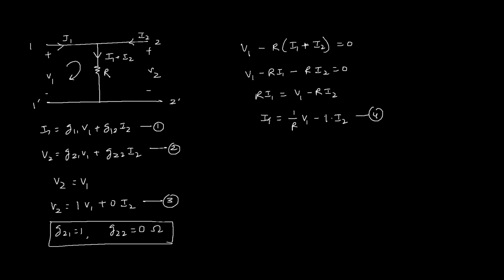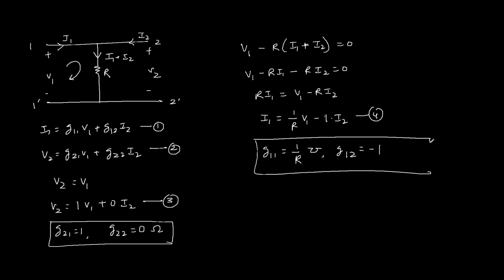Now equation 4 has I1, V1 and I2. Equation 1 has I1, V1 and I2. So by comparing equation 1 with equation 4, we can write G11 as 1 by R mho and G12 equal to -1. So that's how we find the G parameters for this given two-port circuit.